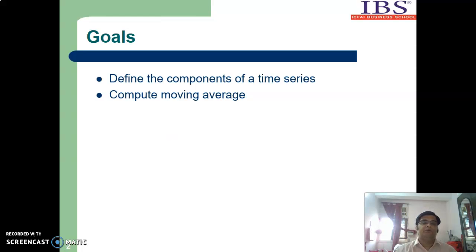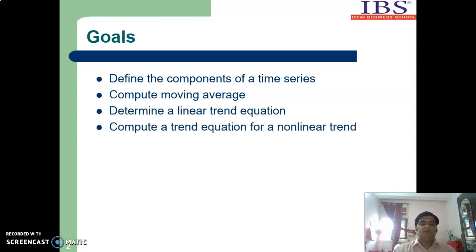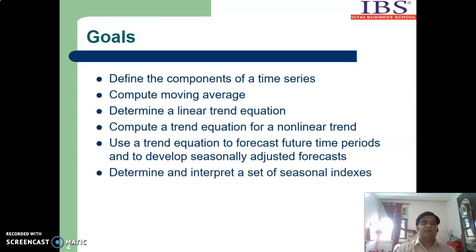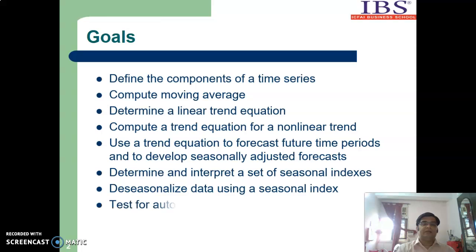Next, compute moving average. Then we will determine a linear trend equation, and we will compute a trend equation for a nonlinear trend. We'll do some forecasting using the trend equation. We'll determine and interpret a set of seasonal indexes. And finally, we'll deseasonalize data using seasonal index. So these are the topics that we are going to cover.